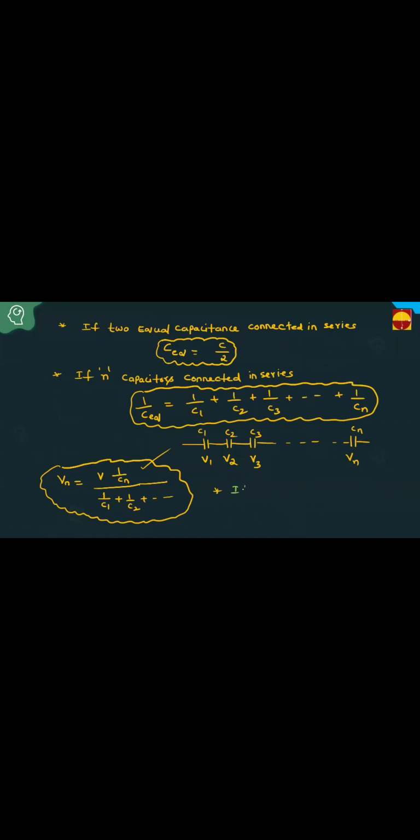If n equal capacitors are connected in series, then what is the C equivalent? In series connection, resistors and inductors give n times R and n times L. But in series connection of capacitors, not parallel connection, it is not n times. It is 1 by n. C equivalent equals C by n.